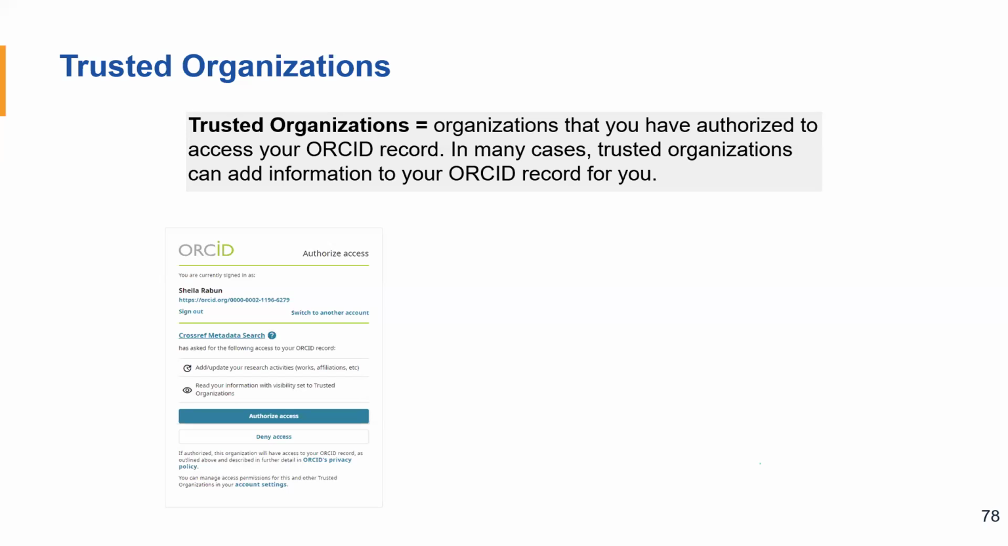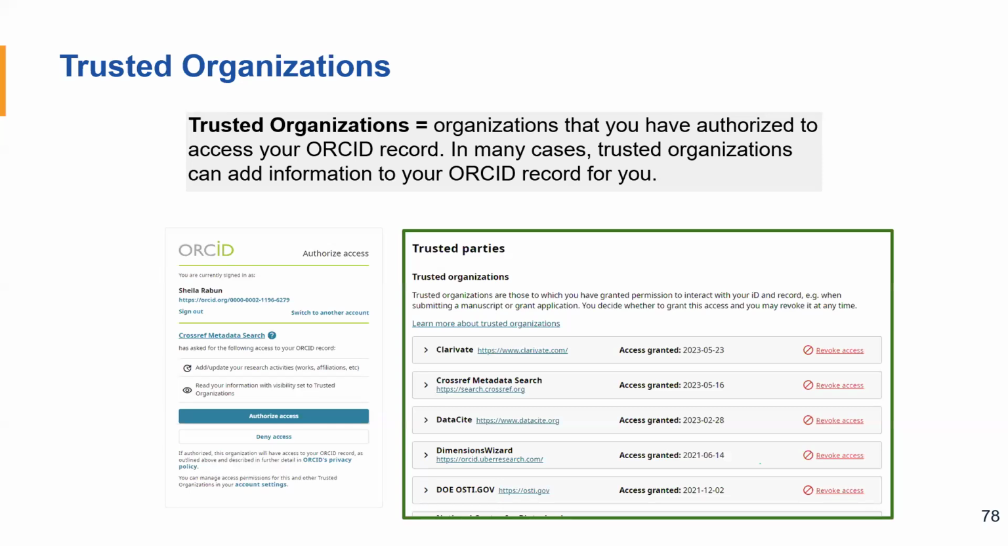Trusted organizations are authorized through the same process that we saw when we connected with Crossref metadata search and the Dimensions Wizard earlier. Typically, when interacting with a system, you would be asked to connect your ORCID ID, where you would log into ORCID and click Authorize when asked for permission to connect. Once you have connected your ORCID ID with trusted organizations, those organizations will appear listed in the account settings of your ORCID record.